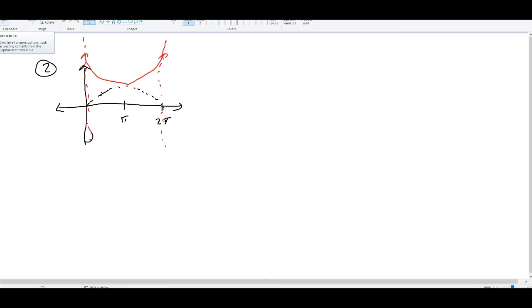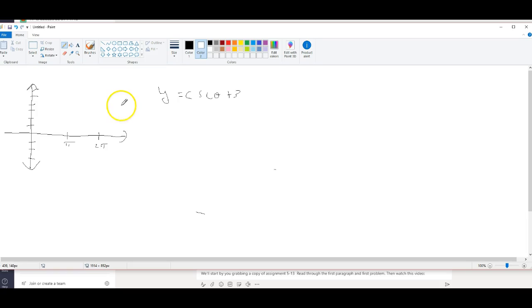Okay, so here's the answer for number 2. Go ahead and pause it, and we'll do problem number 3 step by step. All right, let's try number 3.